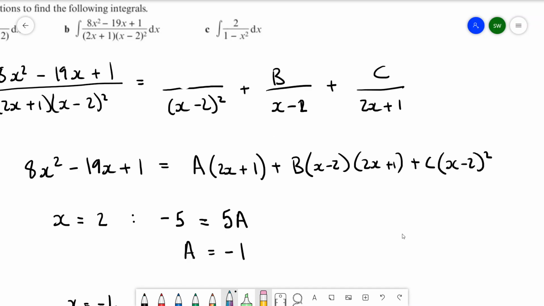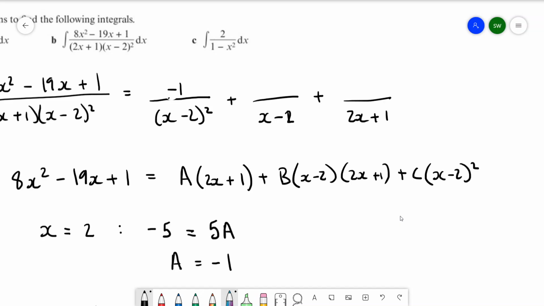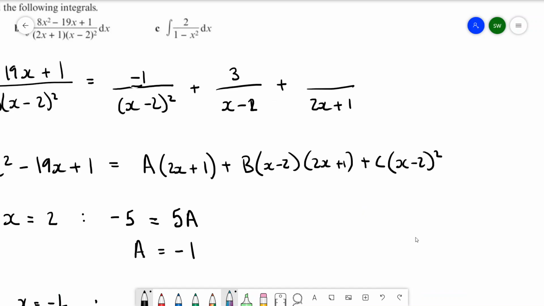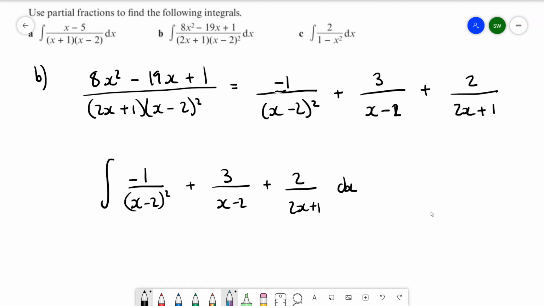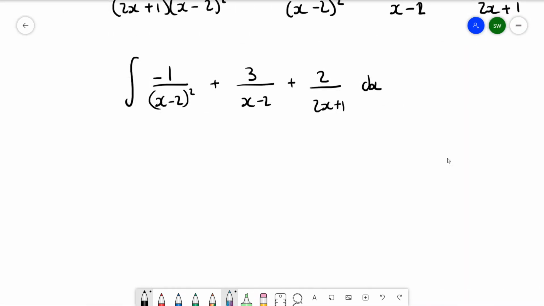So we know that what we're trying to integrate can actually be written as minus 1 over x minus 2 all squared, plus 3 over x minus 2, plus 2 over 2x plus 1. So now our challenge is to integrate these three terms, and we can do this either by inspection or by substitution.